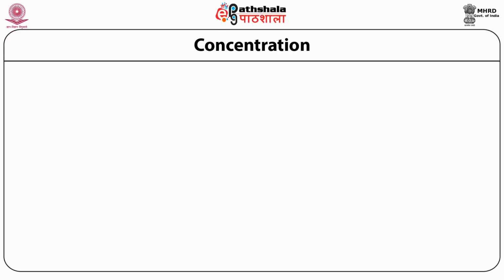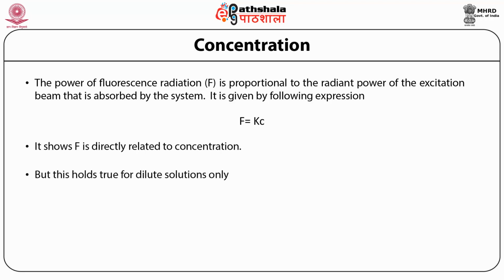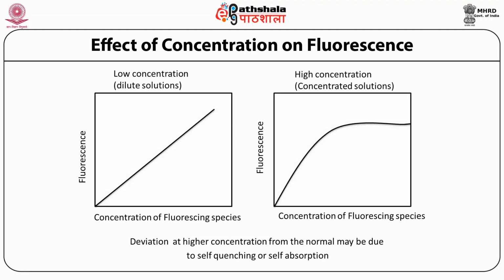After the light source, an extrinsic factor which affects the fluorescence is concentration, a direct factor which affects the fluorescence of the molecule. The power of the fluorescence radiation is proportional to the radiant power of the excitation beam that is absorbed by the system and is given by the expression F = Kc. According to the equation, the fluorescence is directly related to the concentration, but as we have discussed earlier, it does not hold true for concentrated solution. There are deviations.